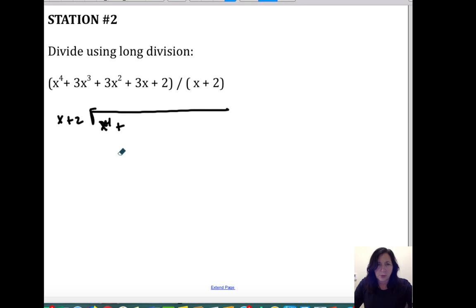I'm having some trouble writing right now. So we have x to the 4th plus 3x cubed plus 3x squared plus 3x plus 2. And then we're going to divide that out, okay?